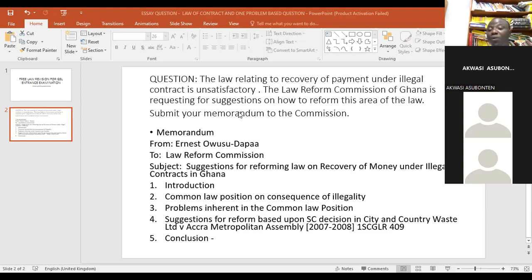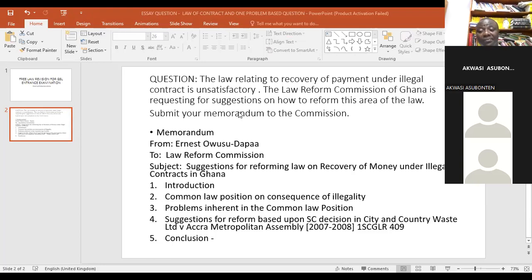So I will encourage you, if you haven't read the City and Country Limited against Accra Metropolitan, go and read, because you read it. Justice Owusu-Dapaa and his other brethren will actually go to town to expose the unsatisfactory nature of the common law approach as far as recovery of money under illegal contract is concerned.